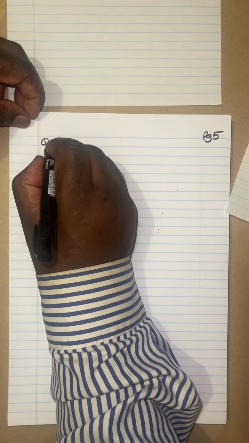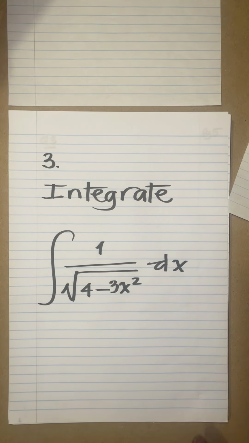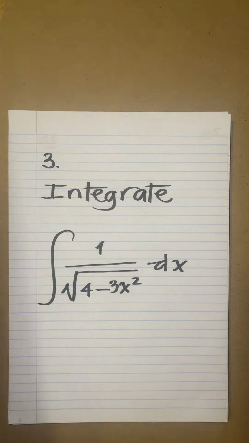Right, page 5. Page 5, and we are going to start with question number 3. Our question number 3 in this video is going to be the following. This is our question 3. Now, a bit of trig substitution, but in a very tricky form of it.